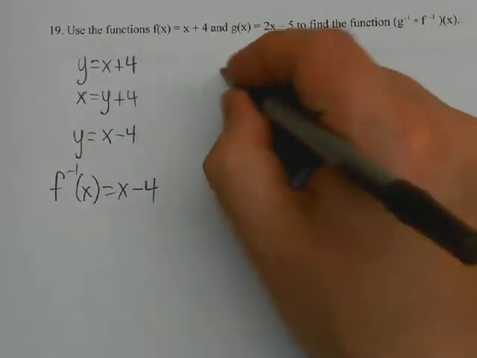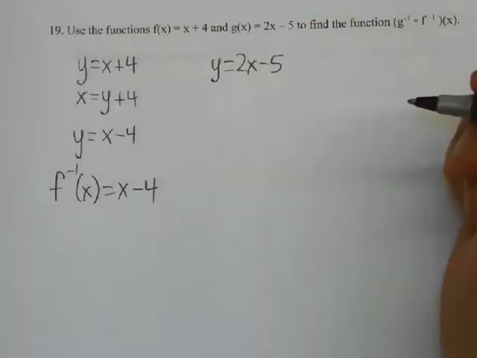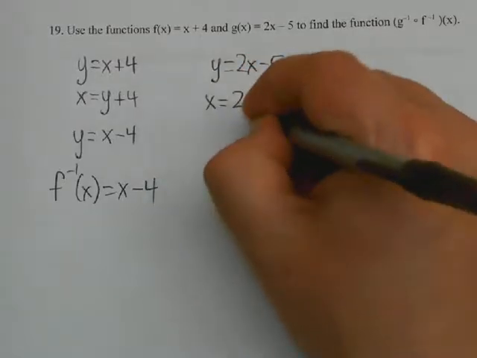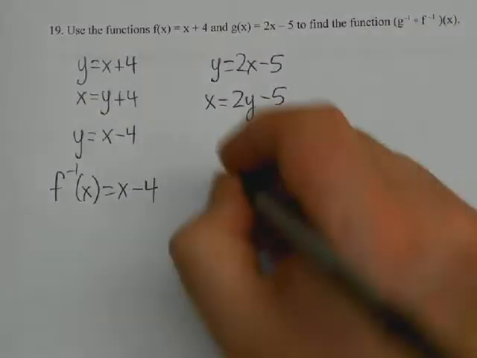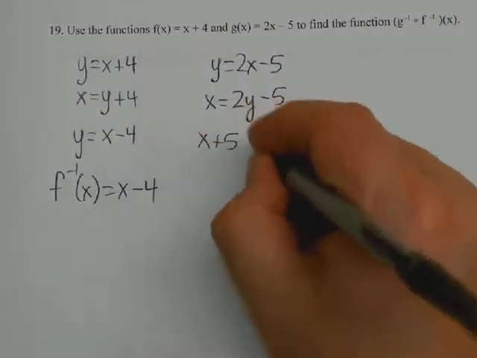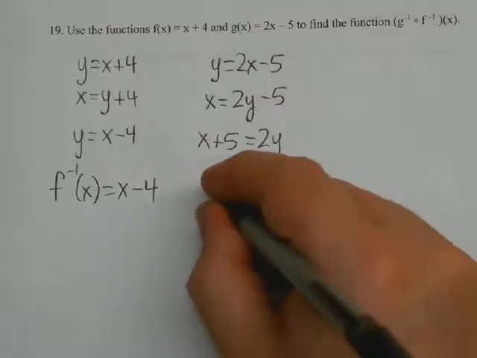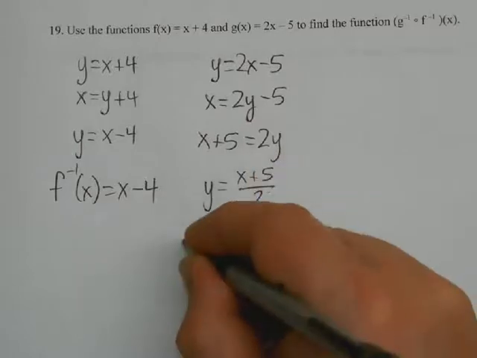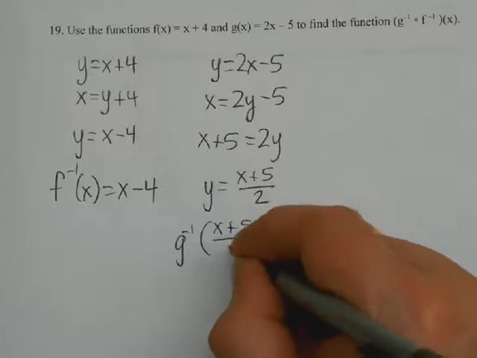We'll do something similar for g of x. We'll swap the x and y values. And then we'll solve for y. We'll add 5 to both sides. And then divide both sides by 2. Y equals x plus 5 over 2. So G inverse is x plus 5 over 2.